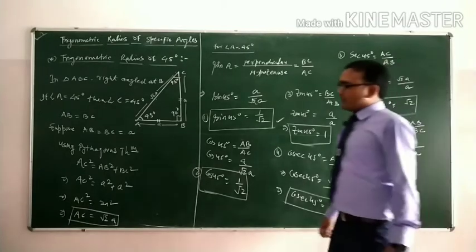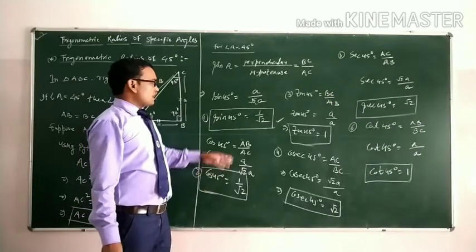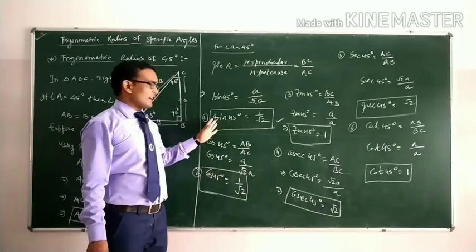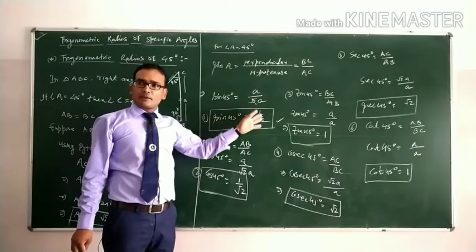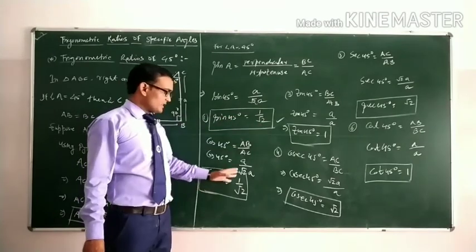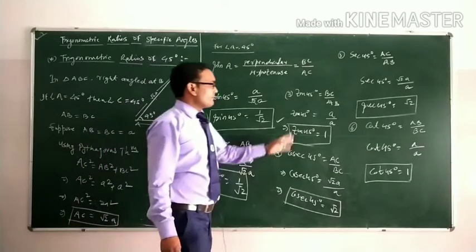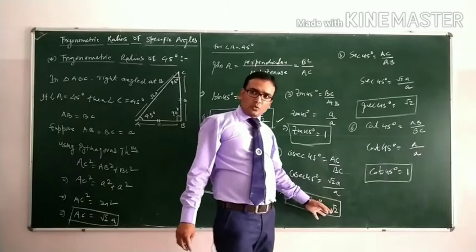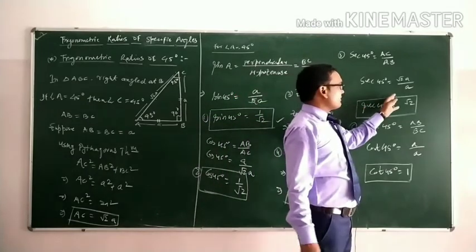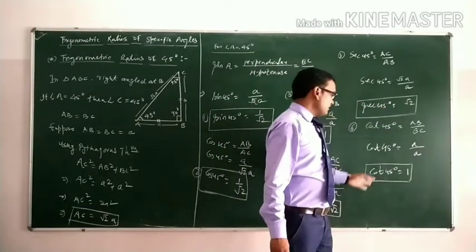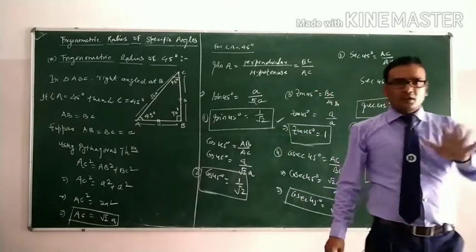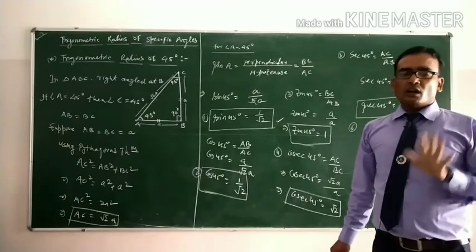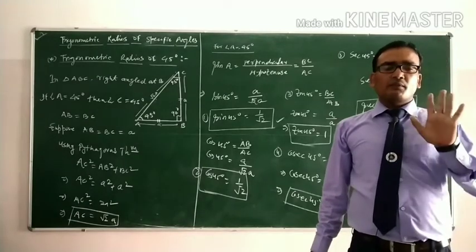Here we find sin 45 degree is 1 upon square root 2. Cos 45 degree is 1 upon square root 2. Tan 45 is 1. Cosec 45 degree is square root 2. Sec 45 degree is square root 2. And cot 45 degree is 1. Okay student, you understand the trigonometric ratios of angle 45 degree.